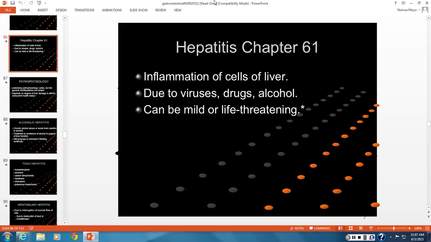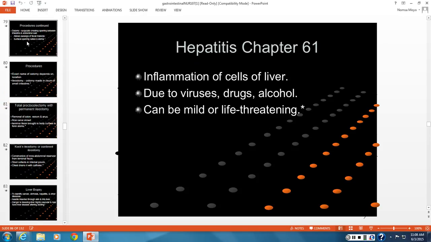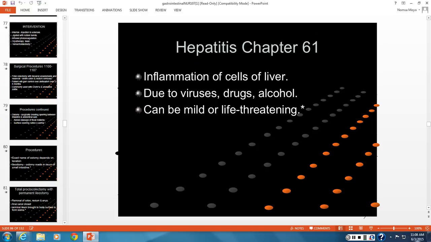And those are some of the dietary concerns for hepatitis. Okay, so like I said, I am recording part of this, otherwise the rest we're going to cover in class.